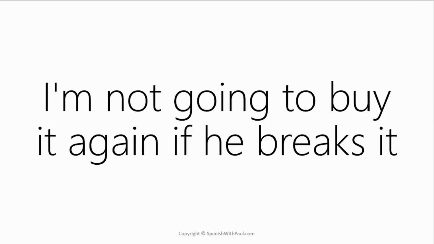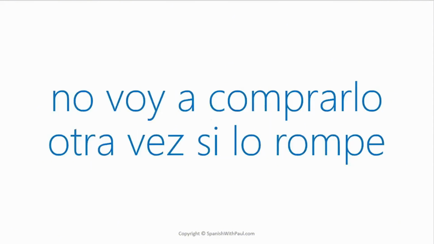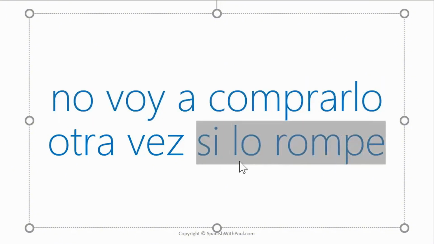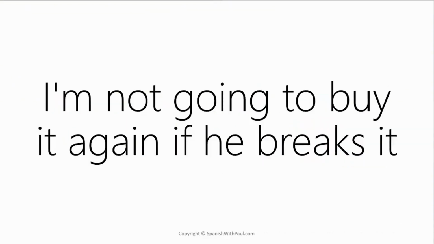I'm not going to buy it again if he breaks it. No voy a comprarlo otra vez si lo rompe. Here you can see we have both elements put together. First of all, the modal verb structure is here. No voy a comprarlo. Then we're linking it together with the present tense. If he breaks it. Si lo rompe. This is how we're able to create more sophisticated sentences, grown-up sentences if you like, by combining both elements together.